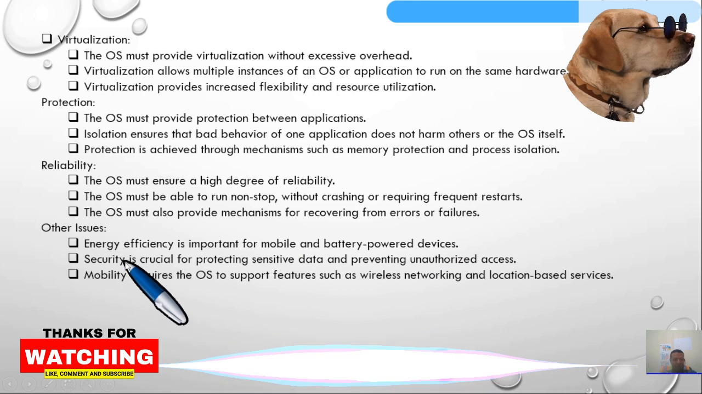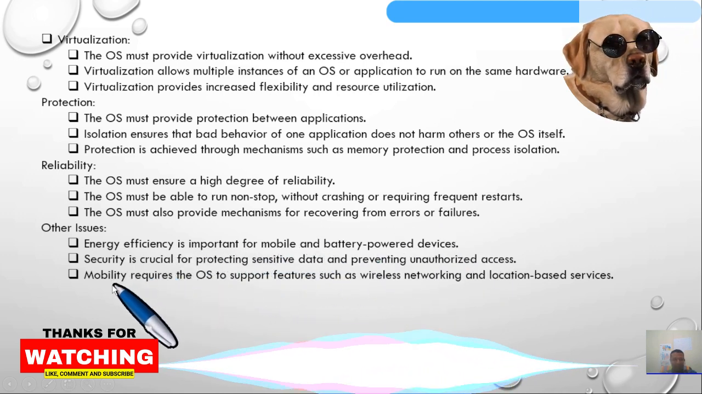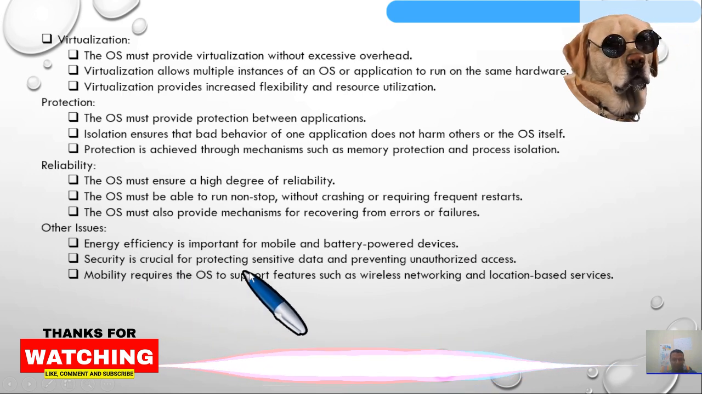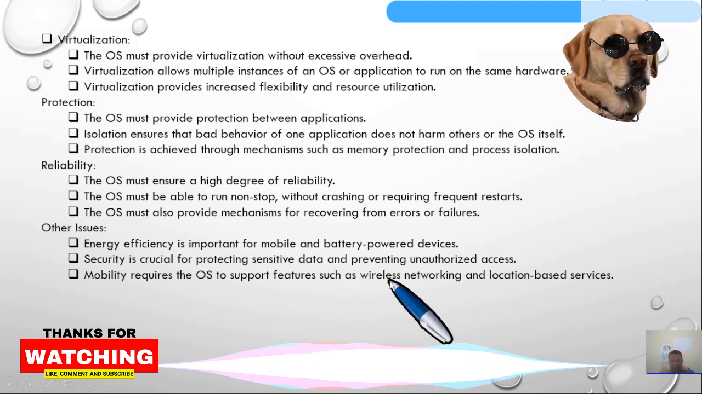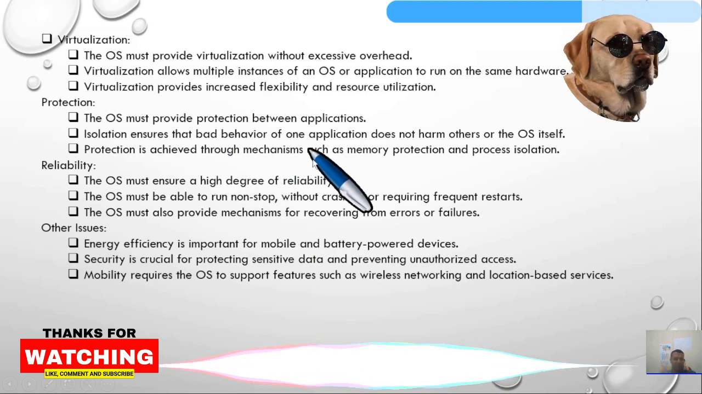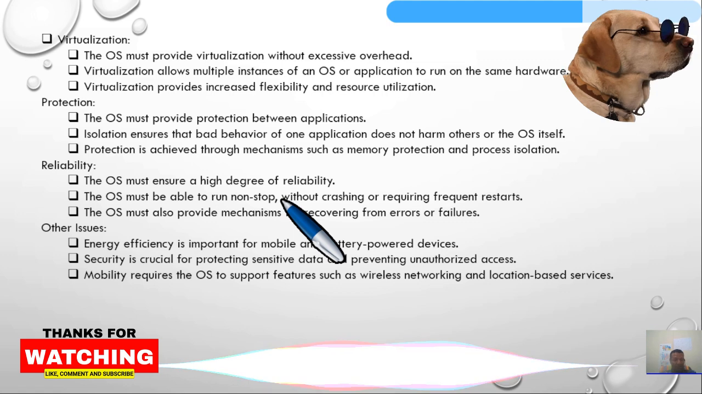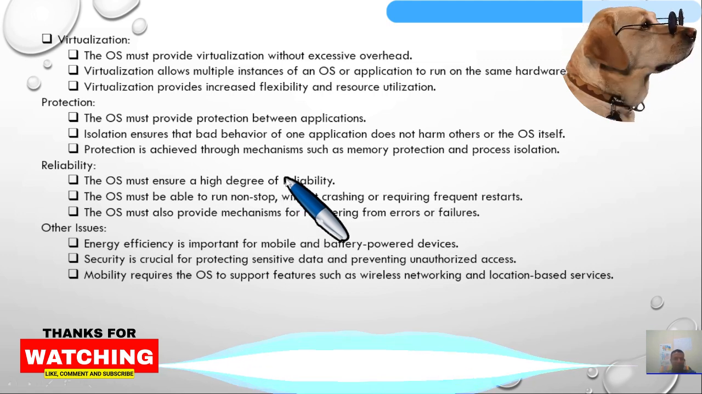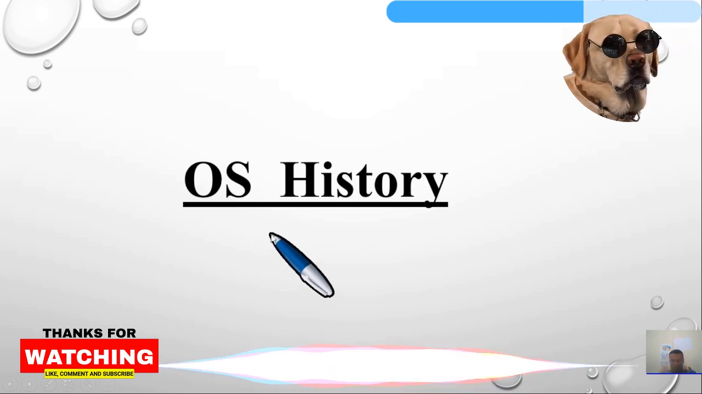Other issues: energy efficiency is important for mobile and battery-powered devices. Security is critical for protecting sensitive data and preventing unauthorized access. Mobility requires the operating system to support features such as wireless networks and location-based services. These are some of the points, but we might need other advanced ones. We might consider some other advanced operating system features as well. So let's see the history of operating systems.